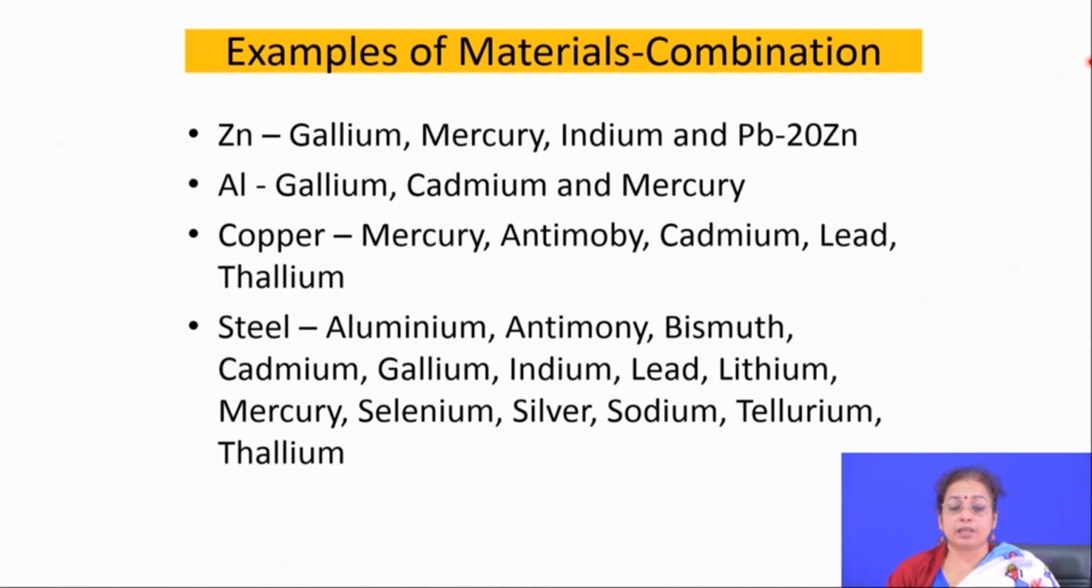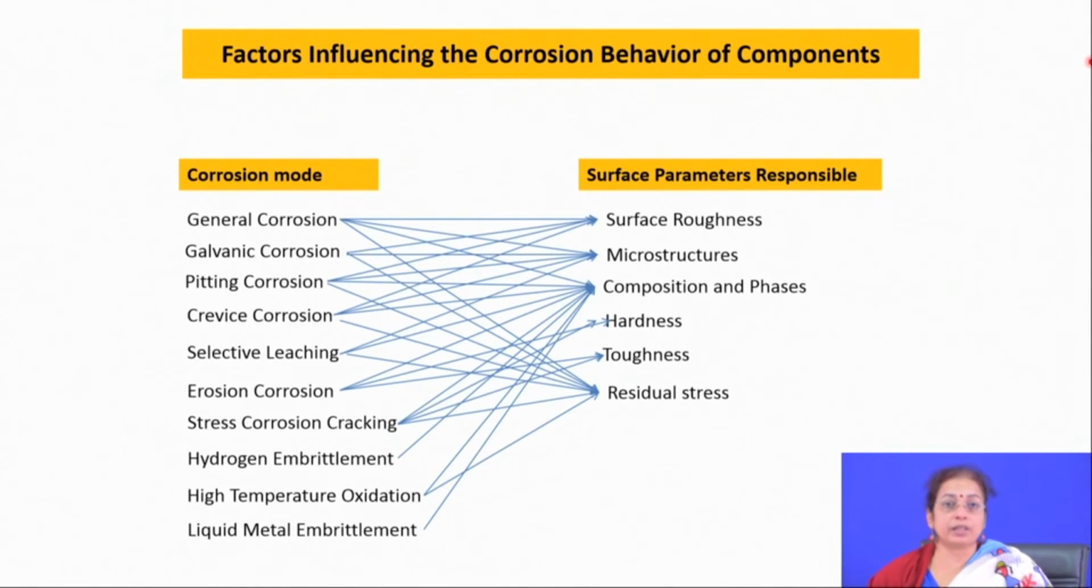For example, zinc, if you use gallium, arsenic, indium and lead, 20% zinc, it will undergo liquid metal embrittlement. Aluminium with gallium, cadmium and mercury undergoes liquid metal embrittlement. Copper with mercury, antimony, cadmium, lead and thallium, these all undergo liquid metal embrittlement. Steel in the presence of aluminium, antimony, bismuth, cadmium and gallium again undergoes liquid metal embrittlement. So where there is a chance of liquid metal exposure, you have to choose the proper metal and proper alloy so that it does not undergo the liquid metal embrittlement problem.